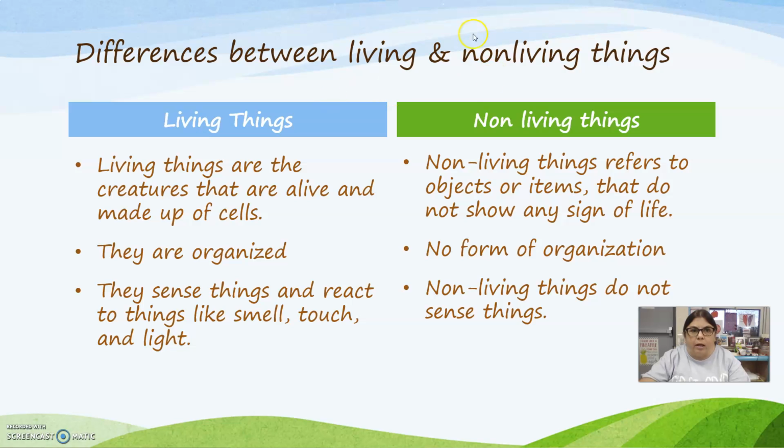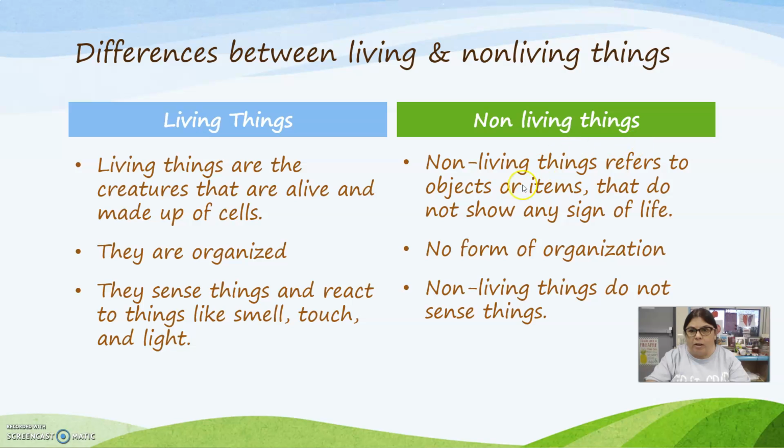All right, friends. The differences between living and non-living things. Let's go to the living thing side. So follow along with me, and you can use your pointer and read with me, okay? Living things are the creatures that are alive and made up of cells. So if you're living, you have cells. They are organized. They sense things and react to things like smell, touch, and light.